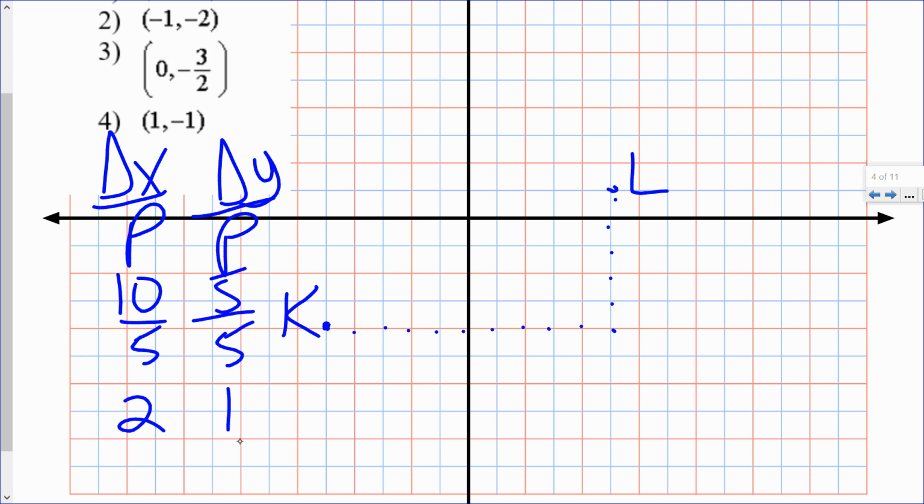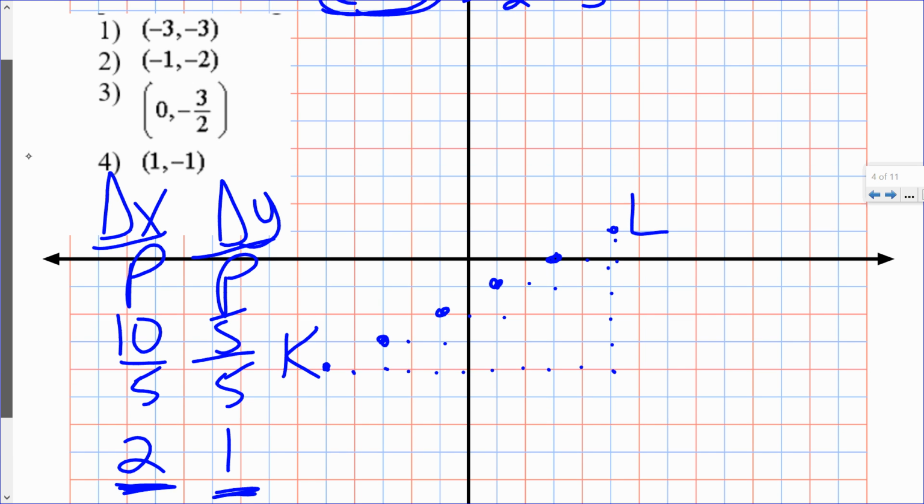Now that I have that, I'm going to count 2 in the x direction and 1 in the y direction. So from K, I'm going to go 2 in the x direction, 1 in the y direction, and make a point. 2 in the x, 1 in the y, make a point, and I keep going until I end up at the other endpoint.